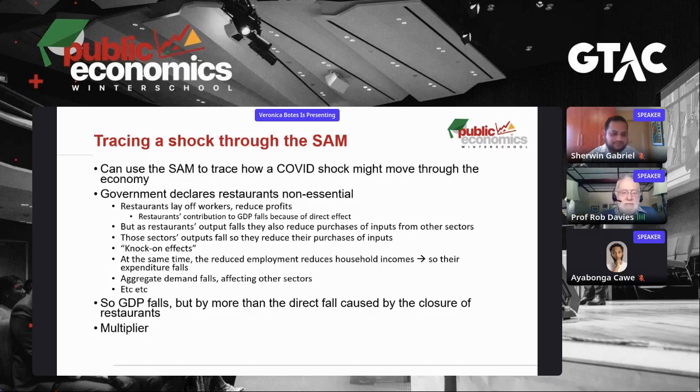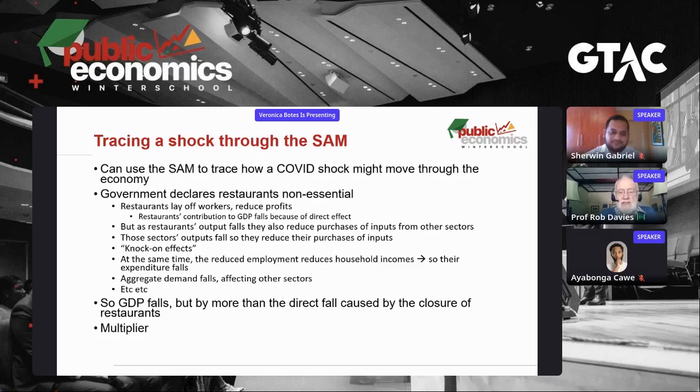But there are knock-on effects from this, and as restaurants' output falls, they also reduce their purchases of inputs. As they produce less, they no longer buy as much food or wine or whatever as inputs, and so that knocks on to the sectors that were supplying those things and producing those things. And those sectors, as they find their demands falling, they would also reduce their inputs. The various food producers start producing less food, and so you get a contraction going on because of the contraction of the one sector, the restaurant sector.